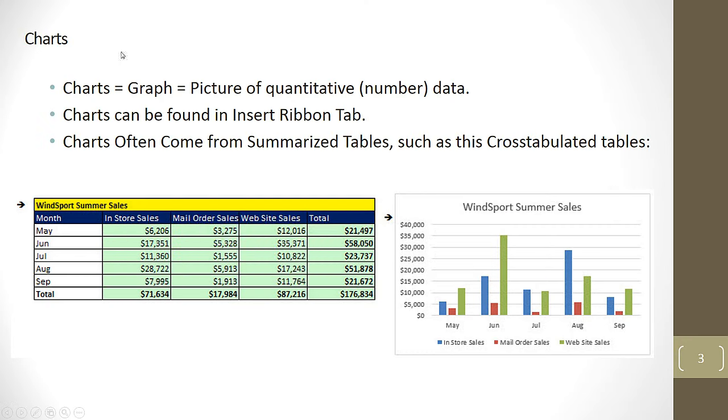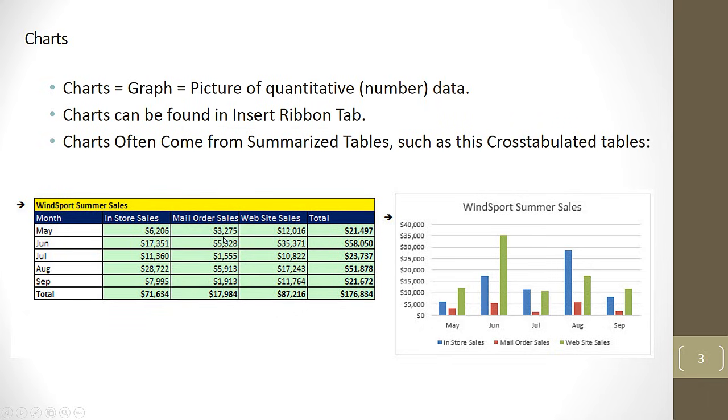Now, charts, also known as graphs, are going to be pictures of quantitative or number data. We're always going to start with numbers and labels. In this case, we have a cross-tabulated table. So we have our column headers and our row headers. But there's going to be numbers and labels.